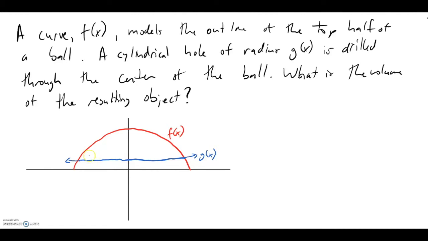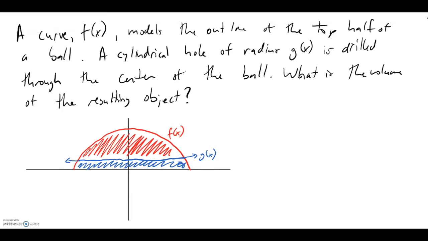Originally, to make the ball, we were revolving this entire region bounded between f of x and the x-axis around the x-axis. But now, if we're going to take the hole out of the middle of it, really all we want to revolve is this region right here. And what we don't want is this space right here that we are going to drill out from the center.